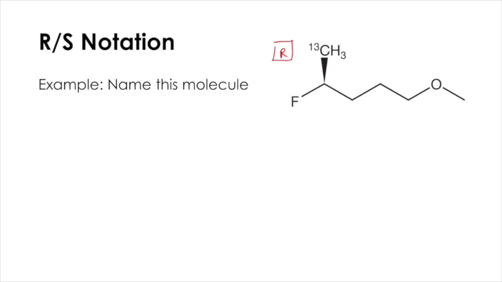Now to name it, we go back to our normal finding the longest carbon chain, and then we have to number it with the first substituent on the lowest index. So that would start the numbering here, like so. And so the name of this guy would be 4R, because the chiral center is off of carbon 4. And then the groups are 4 fluoro, 1 methoxy, pentane.